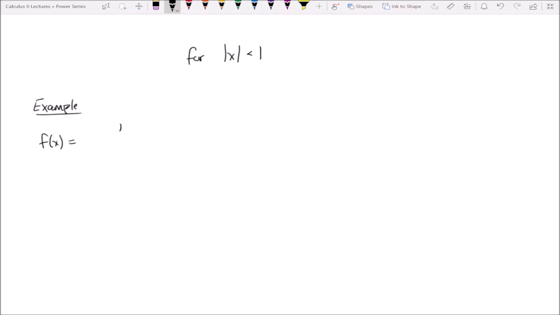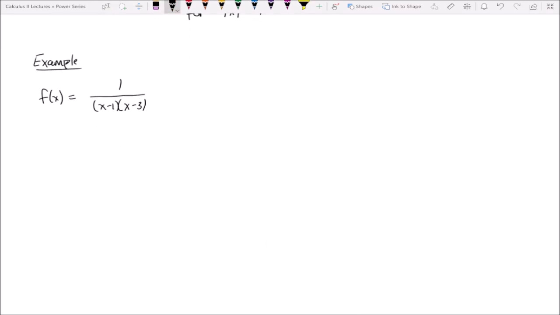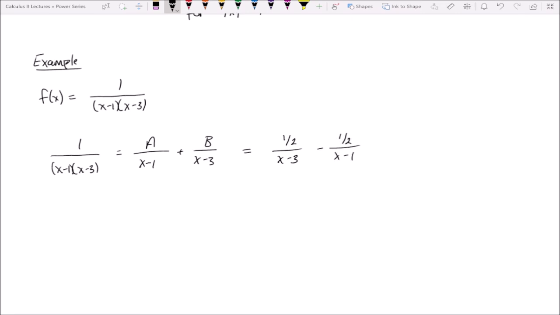Let's now look at 1 over x minus 1 times x minus 3. Well, what we're going to do first is write this as a partial fraction decomposition. Right? And I'll leave it to the viewer to verify that what we get is 1/2 over x minus 3 minus 1/2 over x minus 1.